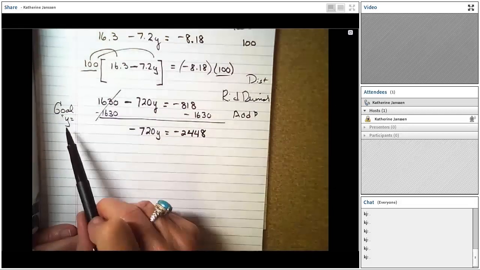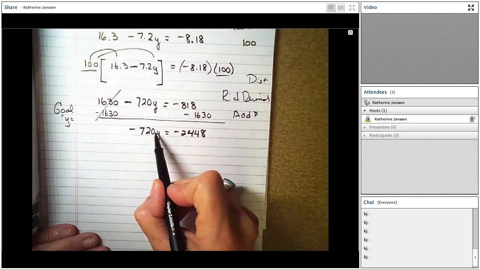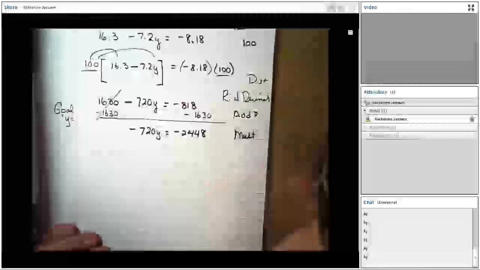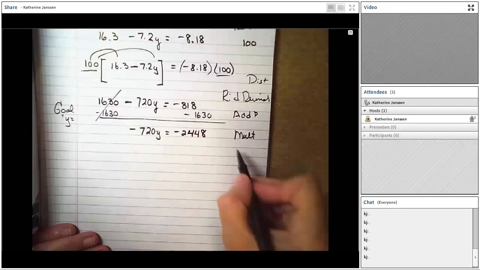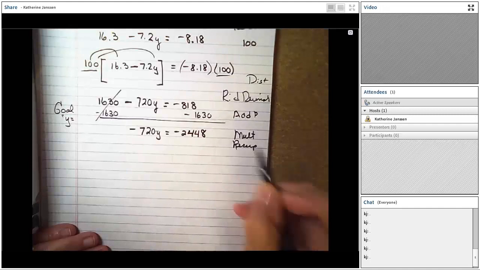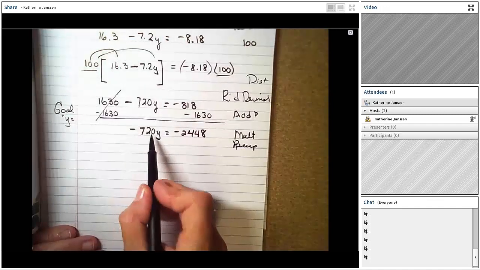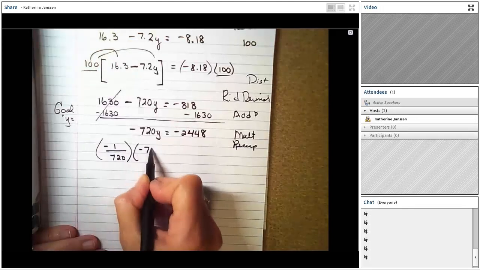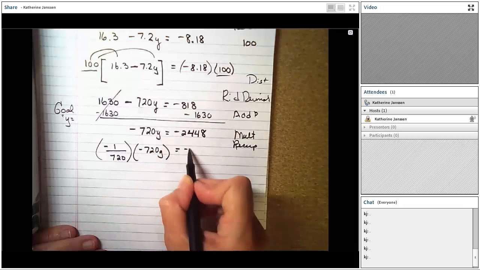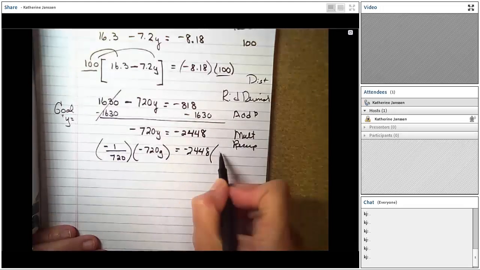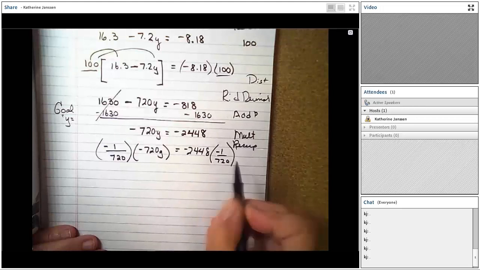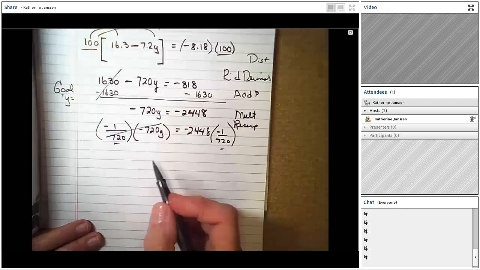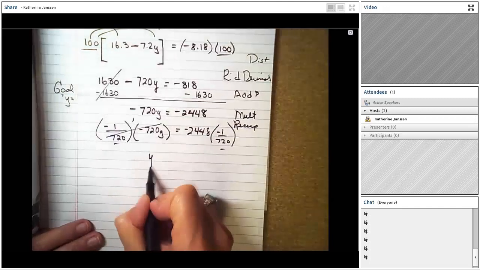I'm getting close. I'm not quite at y equals. I have a negative 720 times y. So there's your key. We'll use the multiplication principle and multiply by the reciprocal. The reciprocal of negative 720 is, flip it and keep the sign, negative 1 over 720. I'll multiply both sides by the same value. A number times its reciprocal goes to 1. 1 times y is y equals. Getting close.